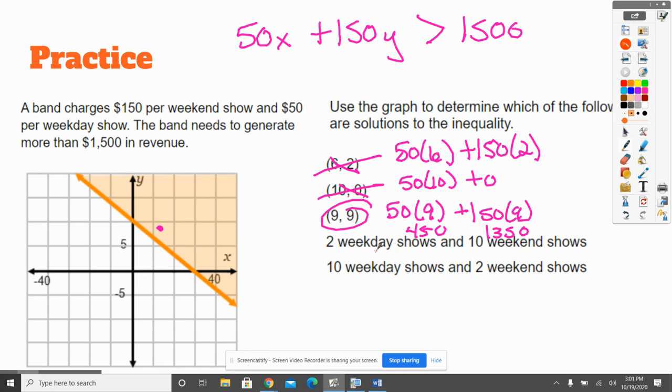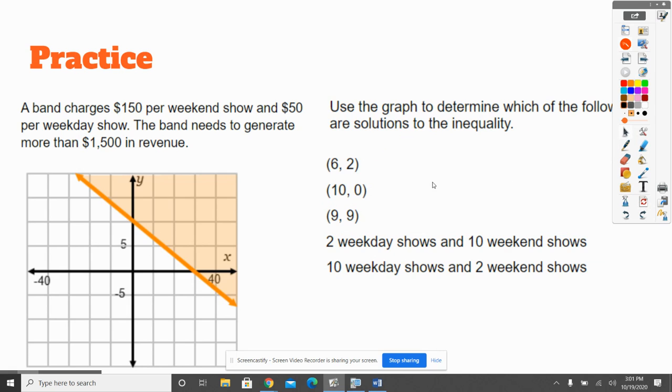If you had 2 weekday shows, that would be x, and 10 weekend shows, 10 times 150 is enough. Over 2, up 10, it is in the region. This also works. How about 10 weekday shows and 2 weekend shows, going by 8s? That's not enough. So it can be in the shaded region, or you can plug it in.